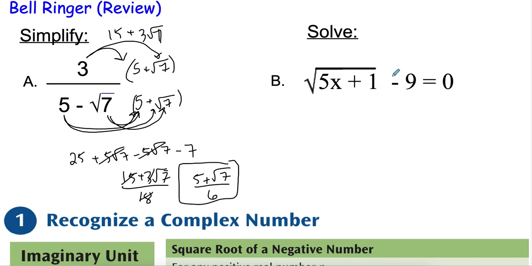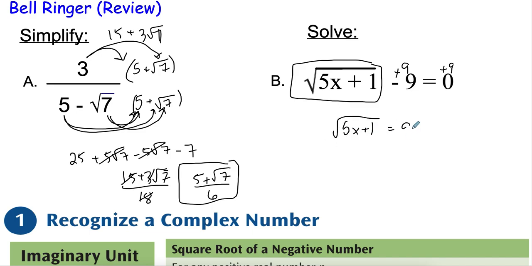For B, we're solving a radical equation. So remember, first step is to get this by itself. So add 9. And then we got that radical on the left, square root 5x plus 1. We got a 9 on the right. And now we have to square both sides if we want to get rid of that radical. Okay, so that's going to take care of that. 5x plus 1 on the left and 81 on the right.